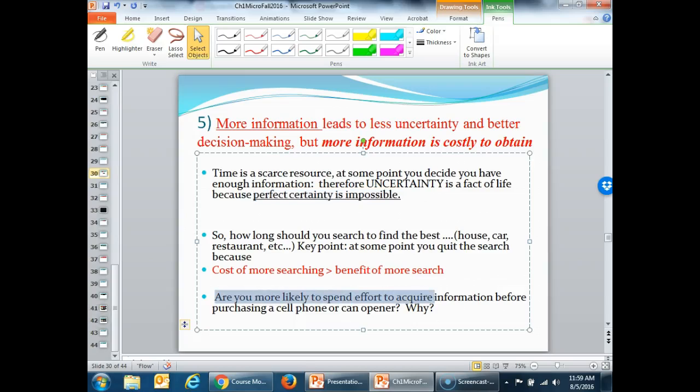So you're more likely to spend effort to acquire information before purchasing a cell phone or a can opener, and why? The perfect answer frames it in terms of marginal benefit and marginal cost of search. That's my hint. So what's the marginal benefit of search with a cell phone versus a can opener? Okay, obviously you're going to search for the cell phone. It's very costly to make a mistake. There's so many more options, so much more to think about. A huge benefit to search if you're talking about a cell phone. Cost, I bet, is about the same. Although you got to consider that you're searching for longer.